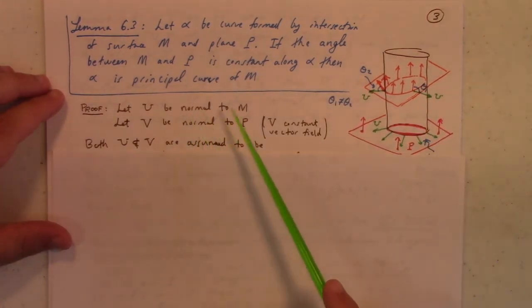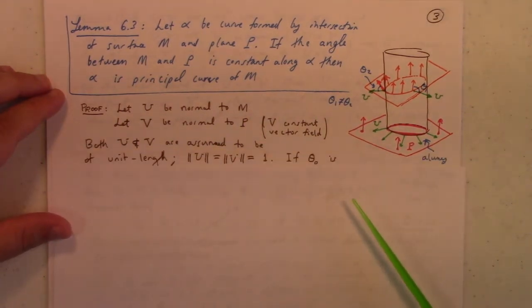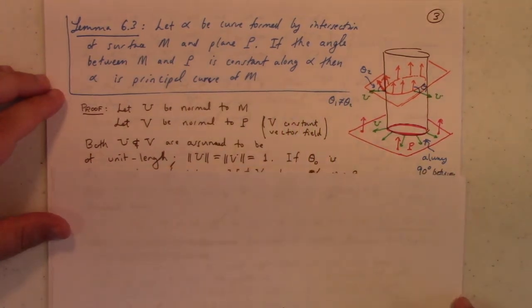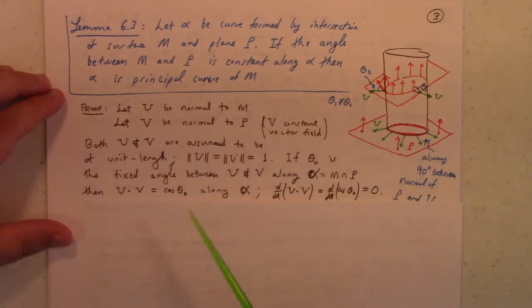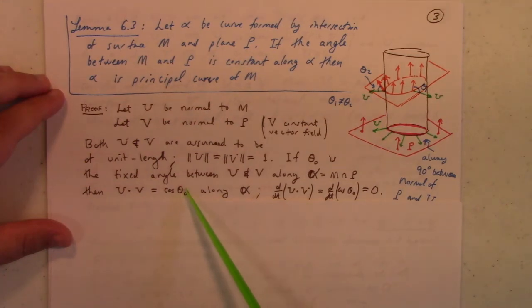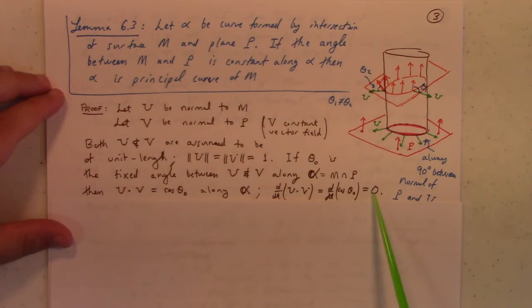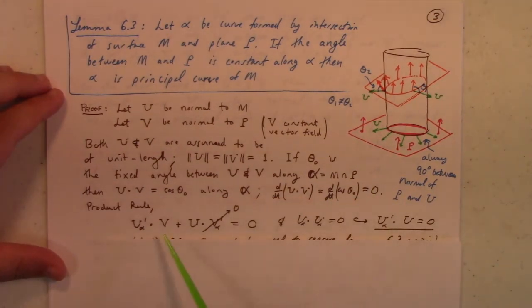You take a unit normal u to the surface, you take a unit normal v to the plane, all right, then you agree that the angle is constant, that's given, right? So theta naught, let's say, is that constant. Then that means that the dot product u dot v is equal to cosine theta naught, because the usual formula for dot product is the length of u times the length of v, but those are both 1, so they vanish, and we just have cosine theta naught. The point is, that's constant, so we have that the derivative of u dot v is equal to 0, all right? But on the flip side, of course, we have the product rule, and the product rule gives us that.